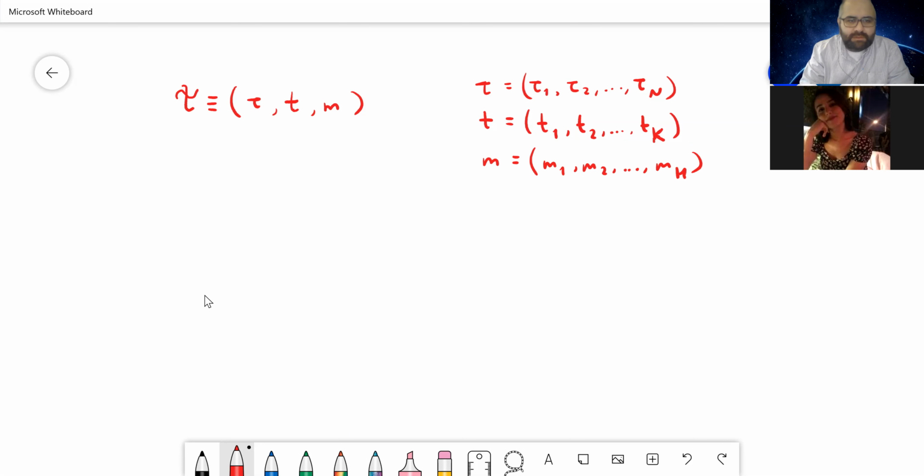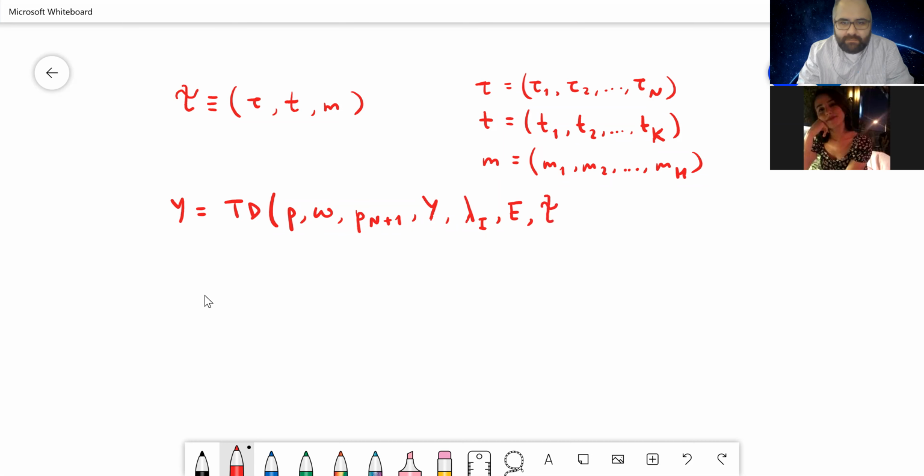Now the equilibrium system of this extended model could be written in this way. First we have the output market, okay? In the output market, we will have, as typical, P omega, right? Now we also have P M plus one. Remember, this was the investment price. We have this Y on this side. Why? Because there is this intermediate input demand by the firms. Then we have lambda I, this is the investment level, remember. Then we have the public spending. And finally, we have these tax rates, okay?